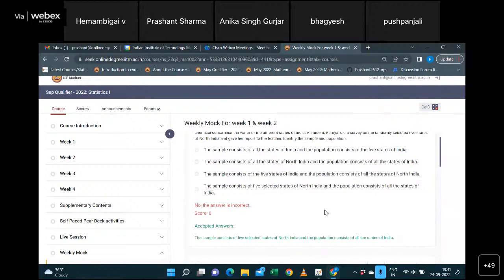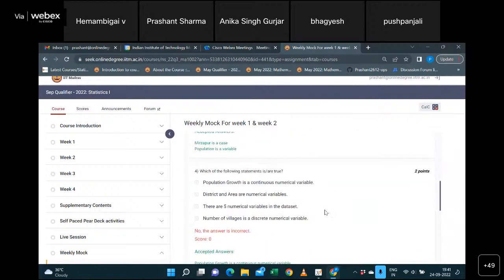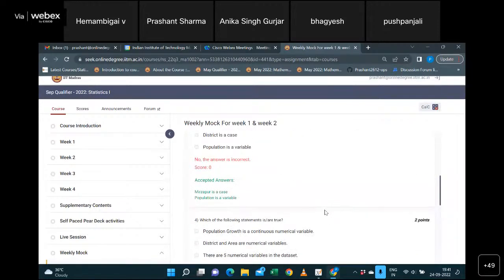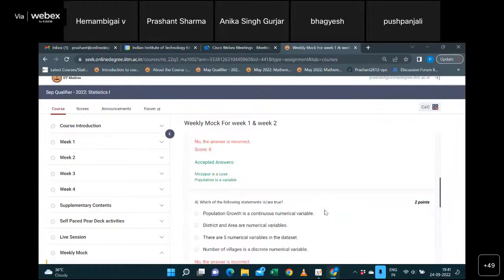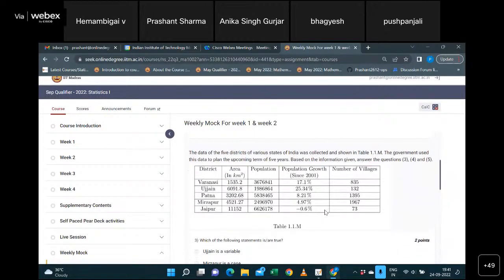Yes, Pushpanjali, you had a doubt regarding the same question, sir. Discrete numerical value or continuous for all categories. Okay. So for district, can you tell me whether it is continuous or discrete? In the first column, the district column. It's in the category, so it's categorical, that means it's not discrete or continuous, right?